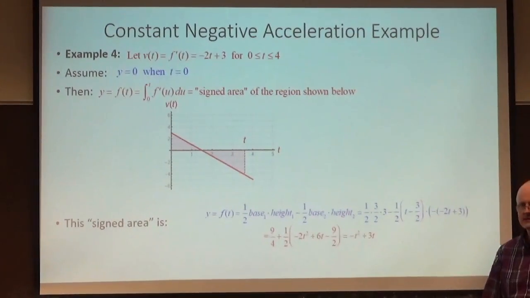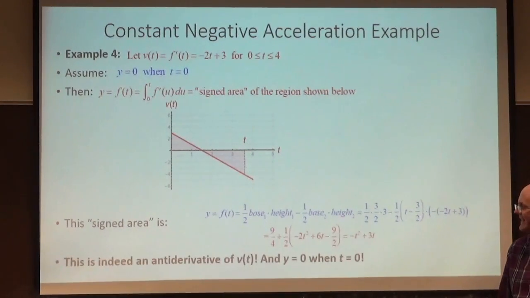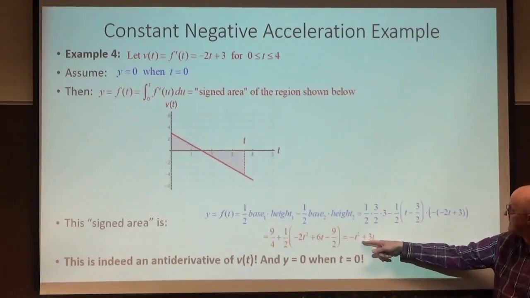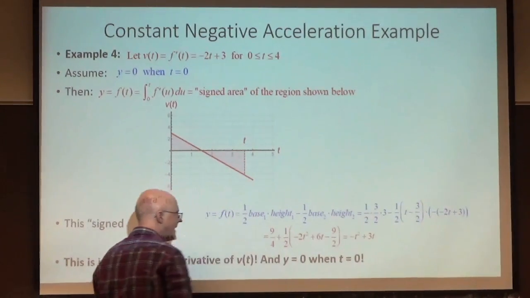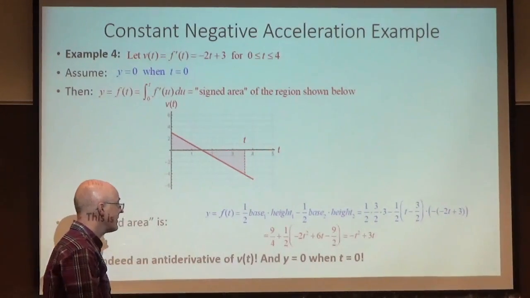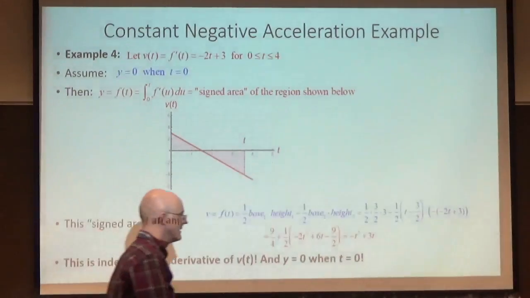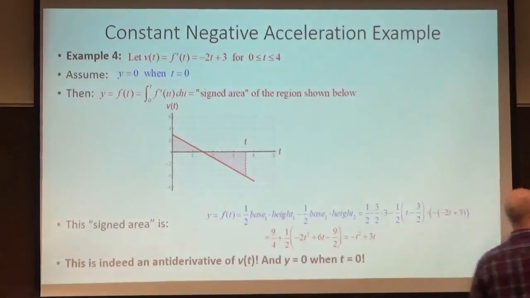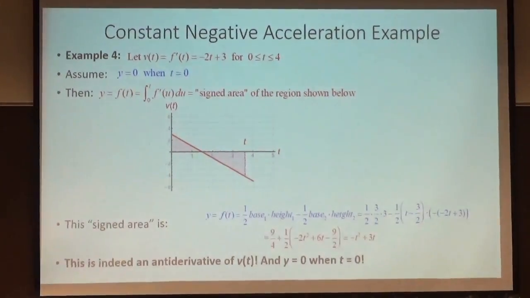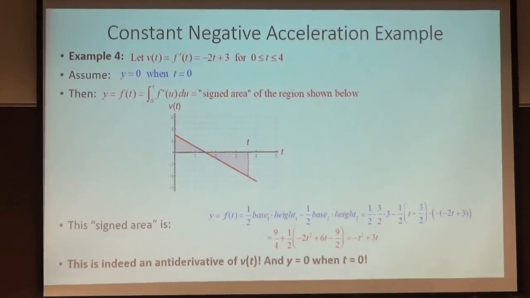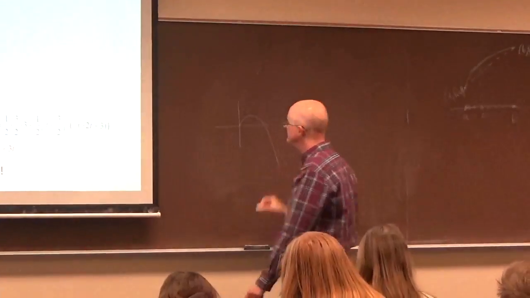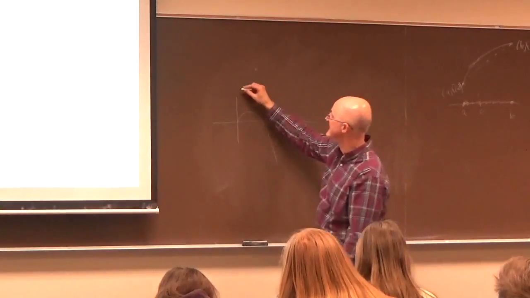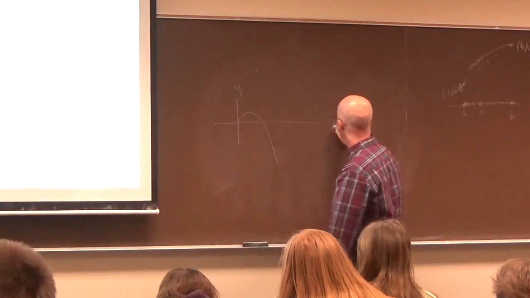Negative t squared plus 3t. That is indeed an antiderivative of the original function. Differentiate this, you'll get negative 2t plus 3. Same as this. And it goes through 0 when t is 0, just like we wanted to. I didn't graph it on here, but I could have. It would look about like this. This would be the position as a function of time.